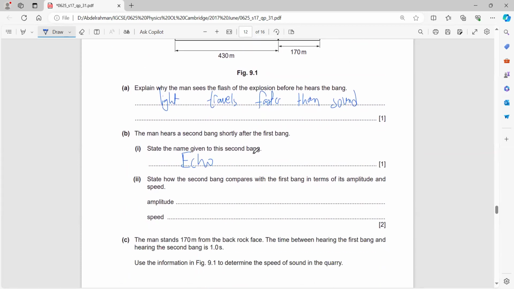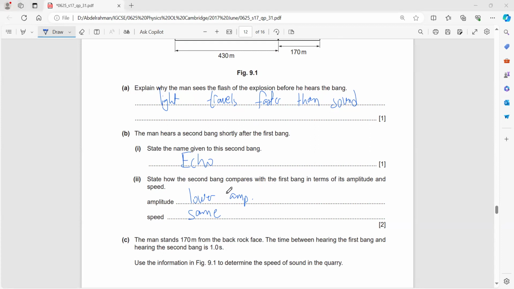State how the second bang compares with the first bang. I like this question. In terms of the amplitude and the speed. Same? No, it's not the same amplitude. It's a lower amplitude, but it's the same speed. Why is it the same speed? It's the same wave. It went all the way to the cliff and came back, so it's the same speed, but it has this lower amplitude.